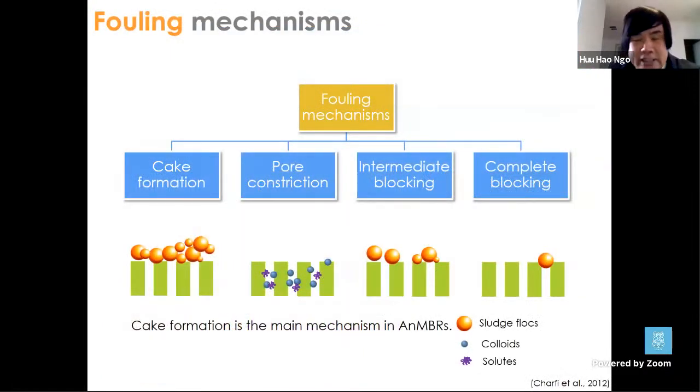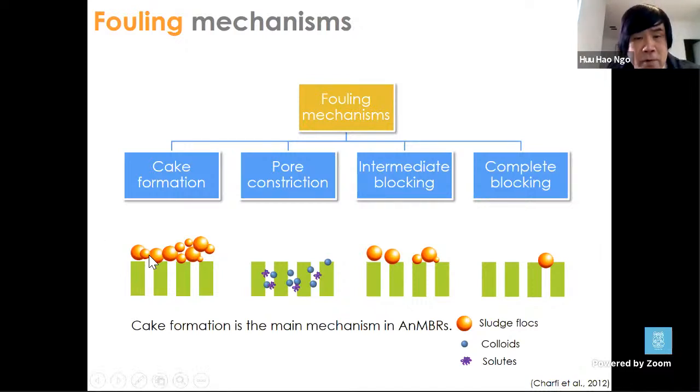The fouling mechanism, I show you here in this figure. You can see we have cake formation, pore constriction, and intermediate blocking or complete blocking. That kind of thing happens because inside the wastewater we have sludge flocs, we have colloids, we have solutes. All right. So the pore constriction is very easy to see, because particles smaller than the pore size come inside and create the blocking problem.